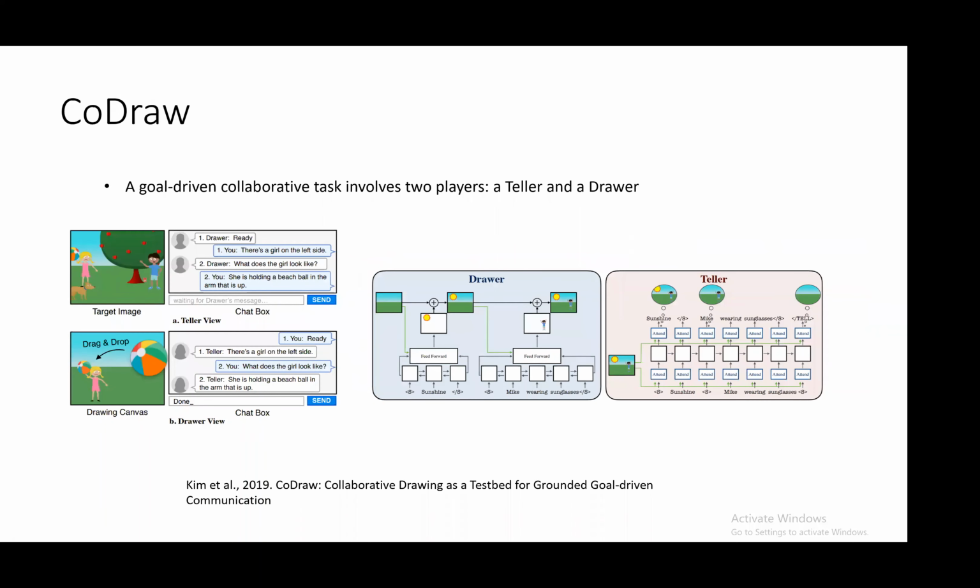Also, last year Facebook and Georgia Tech introduced the CoDraw dataset. Particularly, they form a two-player game as a goal-driven collaborative task. One is called the Teller. The Teller sees the ground truth image and tells the drawer to draw different objects in the cartoon dataset, while the drawer receives this information and places different objects based on the feedback of the Teller. They form this platform and collect the dataset.